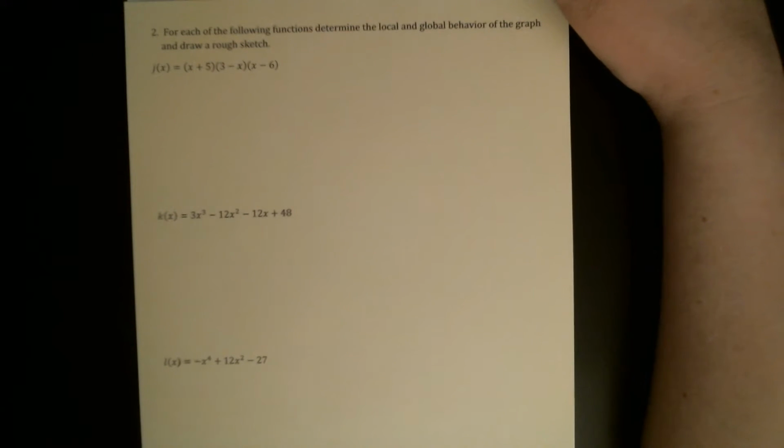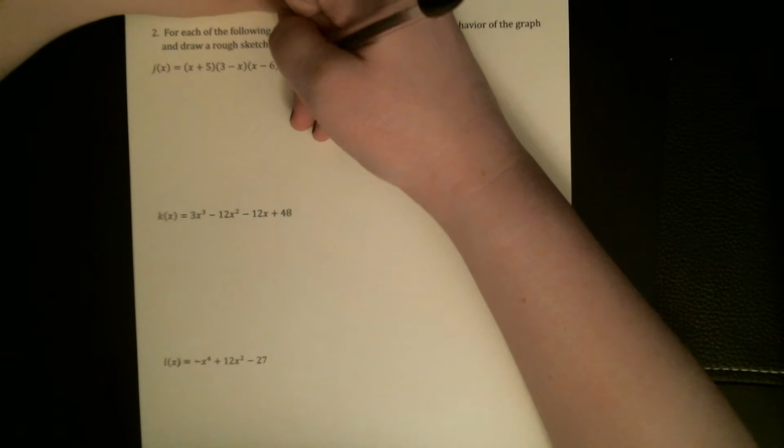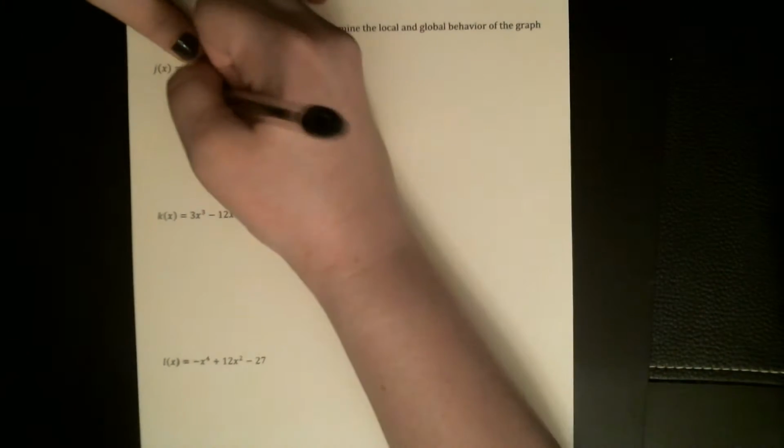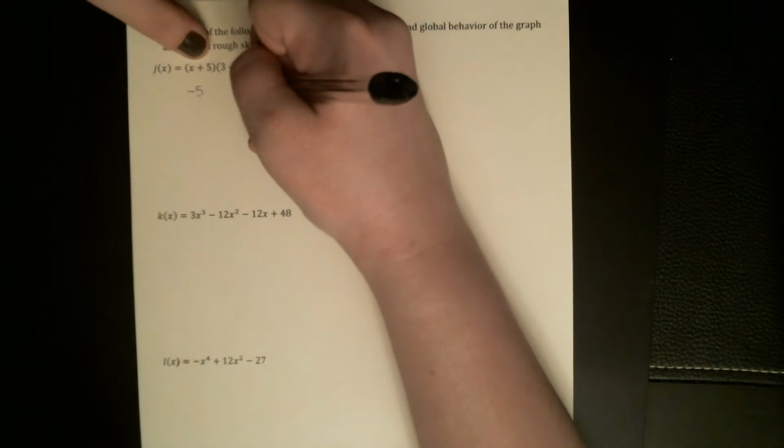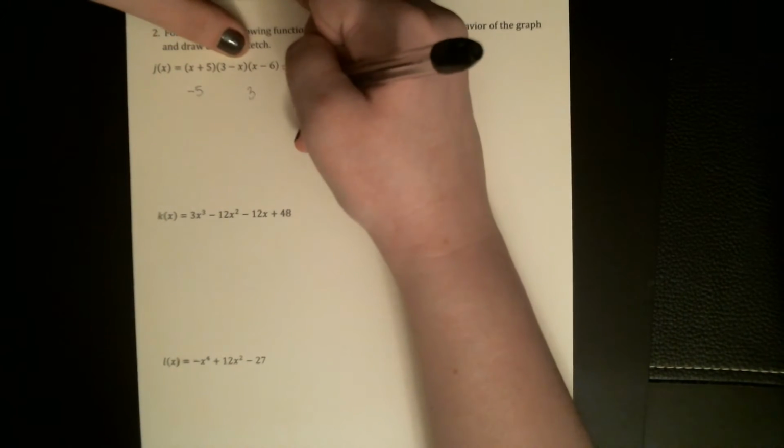Okay, so this first one is given to us in factored form, which saves us a little work. As soon as you have something in factored form, you can imagine if you set that equal to 0, what would you get? So you would get a -5, a 3, and a 6, which means the x-intercepts of function j are (-5, 0), (3, 0), and (6, 0).